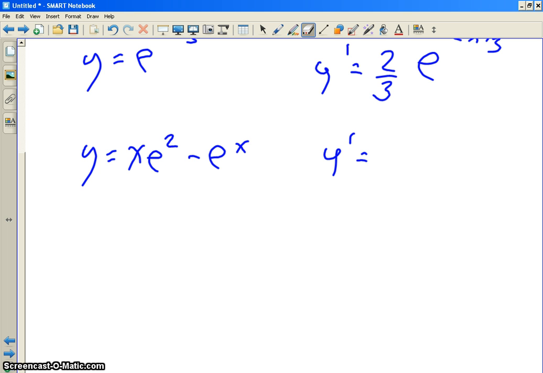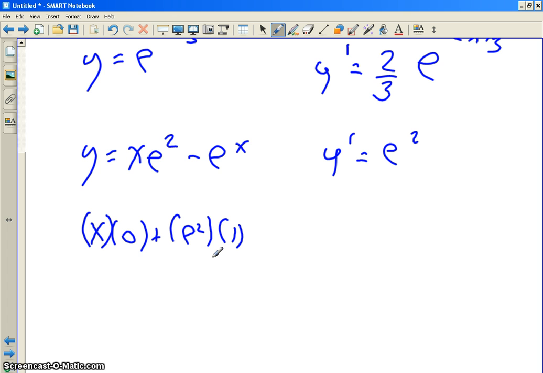E to the 2. It's just a number. Okay? The wrong way to do this, in that it's too much work, why do it, but it works, is the product rule. First times the derivative of the second plus the second times the derivative of the first. This is 0. This is e squared, right?